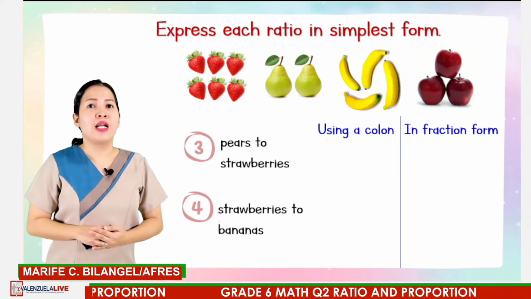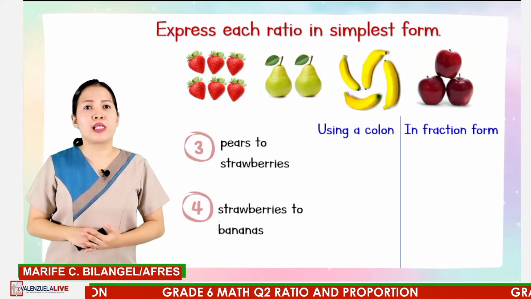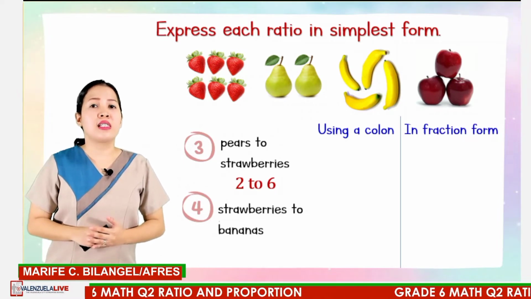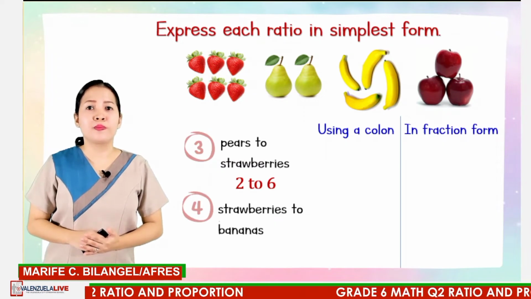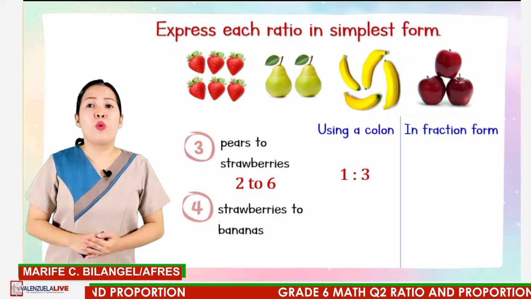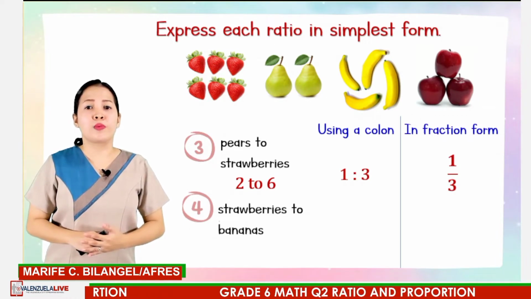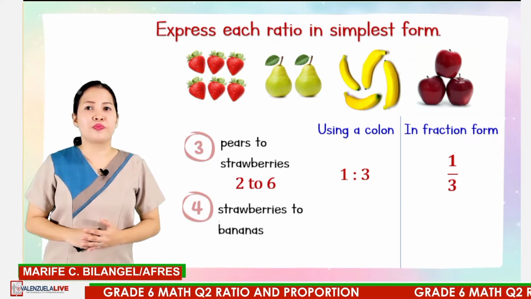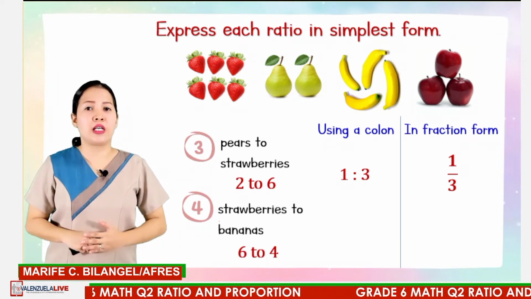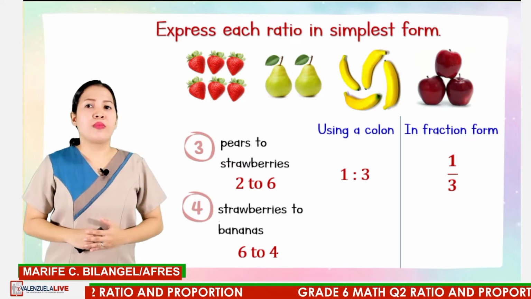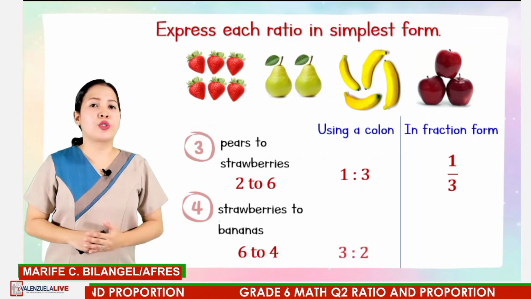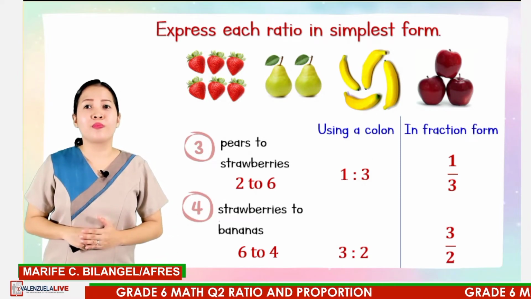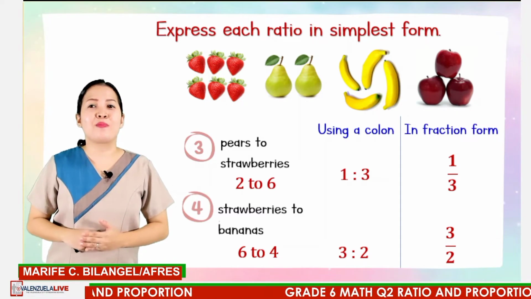For our third example, let's express the ratio of pears to strawberries in simplest form. How many pears do we have? So we have 2 pears and we have 6 strawberries. Expressing it in simplest form, the answer is 1 to 3. How about the ratio of strawberries to bananas? How many strawberries do we have and how many bananas do we have? Exactly, we have 6 strawberries and 4 bananas. What is their lowest term? So their lowest term is 3 to 2. Do you now understand how to express ratio in simplest form? It's the same thing in writing fraction in simplest form.